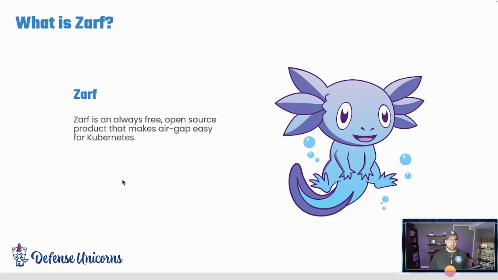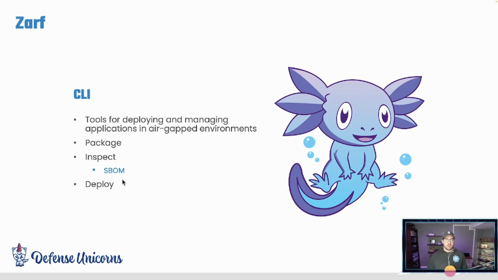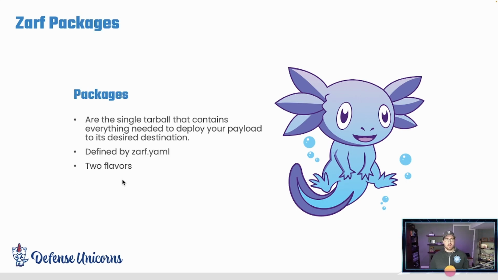So a quick review of Zarf. Zarf is an always free open source product that makes air gap easy for Kubernetes. It has a CLI, which has our tools for deploying and managing applications in air gap environments, packaging your software, inspecting it with the software bill of materials, and deploying it elsewhere. This also works in cloud-native environments, but generally when we talk about Zarf, we're talking about air-gapped environments.